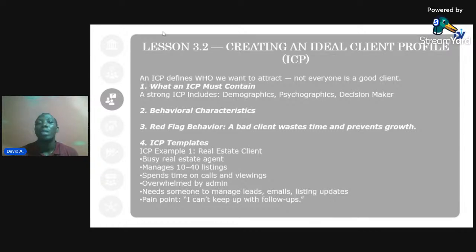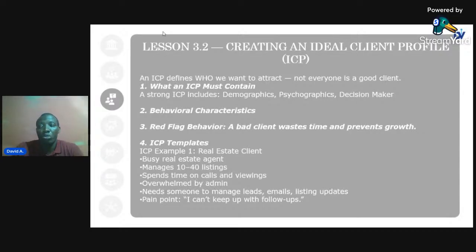Now, he manages 10 to 40 listings per day. Spends time on calls and viewings and is overwhelmed by admin tasks. Now, this is where it gets interesting. The need is someone to manage leads, emails, and listing updates. The pain point is, I can't keep up with follow-ups, because look at it.